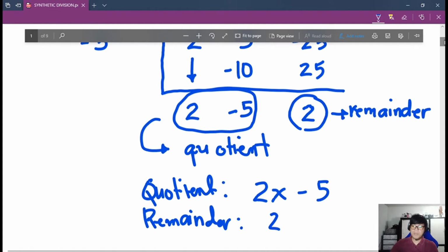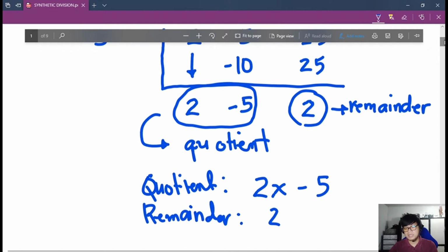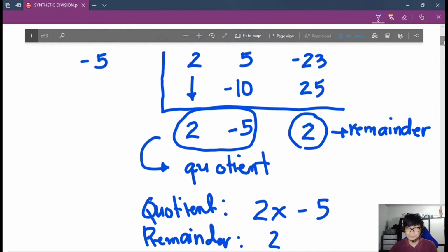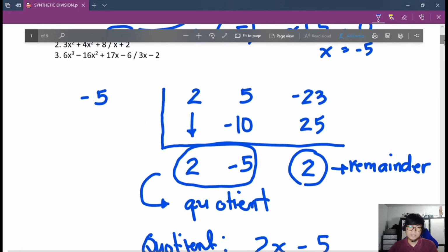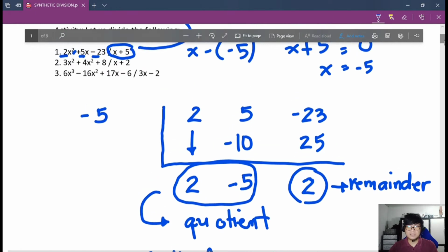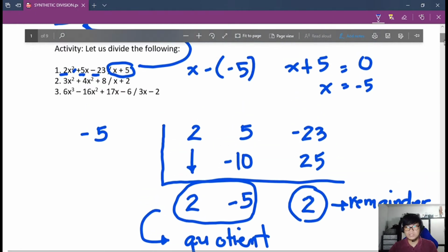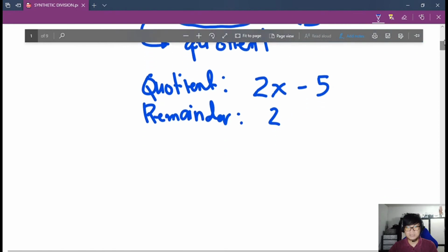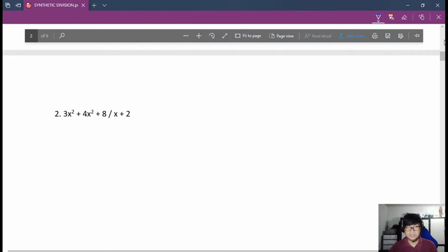So, kung i-compare nyo yung sagot natin nung first video, the same yung answer natin. So, 2x minus 5, yung sa long division. Ang remainder naman natin is 2. Okay, so ganun yung synthetic division. We only write the coefficients. So, let's proceed sa number 2.